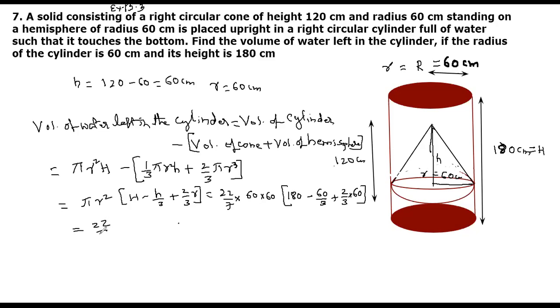So this will be 22 by 7 into 60 into 60 into 3. Sir, you said here the height of the cone will be 120, right? I think you wrote 60. It should be 120 by 3 above. And the 180 minus 60 by 3 should be 180 minus 120 by 3, because the height is 120, minus the height now. Above is 120 minus 60.